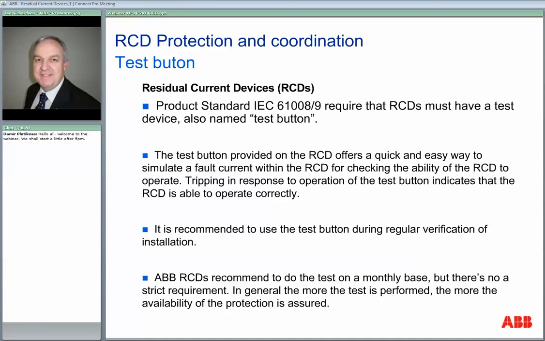Regretfully, they usually live in a switchboard somewhere, and in the commercial world we do have good test procedures and people are testing their RCDs quite regularly. Unfortunately, in the domestic situation it very rarely occurs.